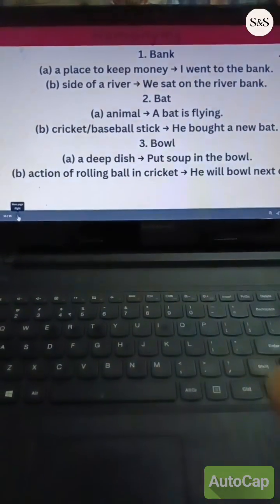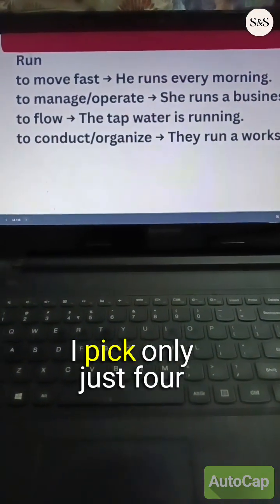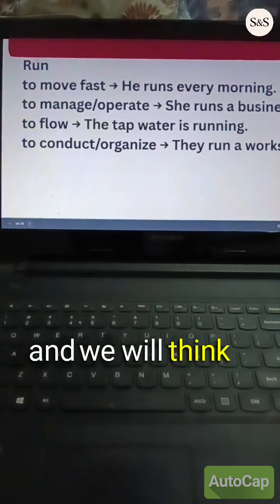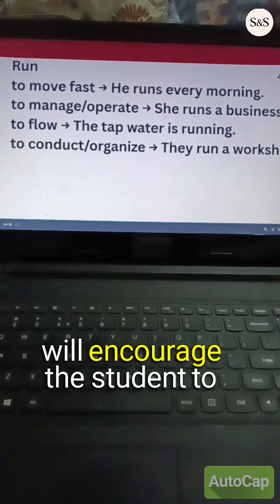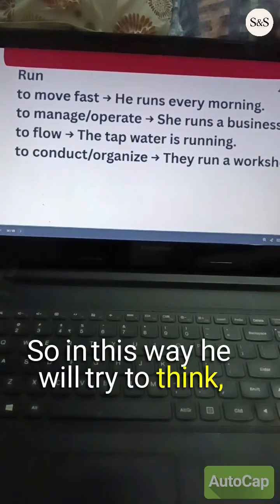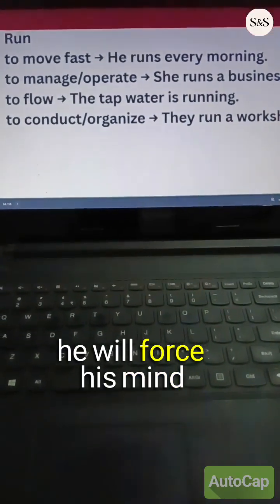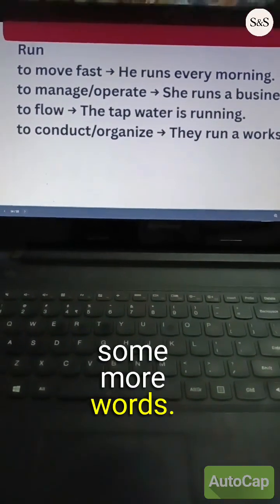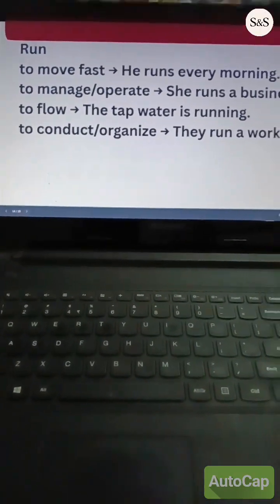I think one more is there. Yeah, there is one more, run. So I picked only four, and we will think of more words. I will encourage the student to come up with more new words. So in this way he will try to think, he will push his mind, he will force his mind to think of some more words. Okay, so this is it.